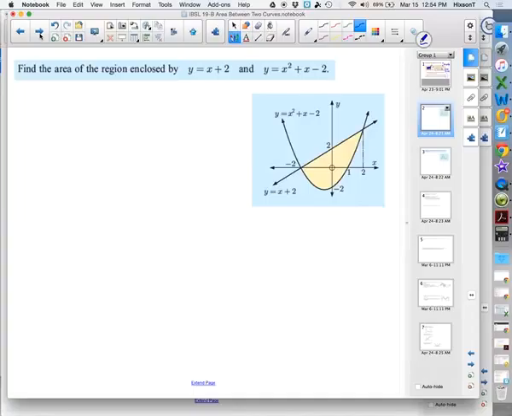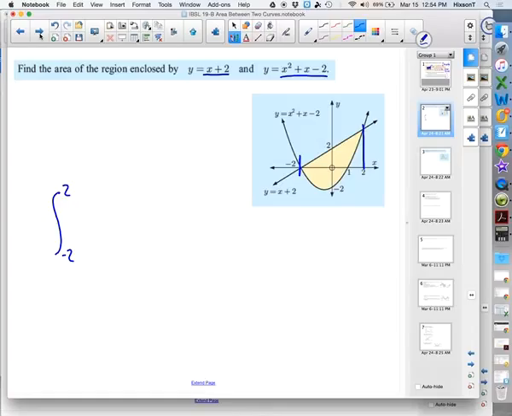Alright, so with this one, we have this line and we have the parabola. Now they gave us a nice picture already, so we can see that the intersection points are at -2 and +2. So when we integrate, we're going to be integrating from -2 to +2. Now, if we weren't given this, we would need to actually calculate where these intersect. How would we do that?